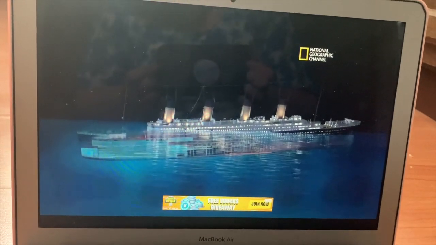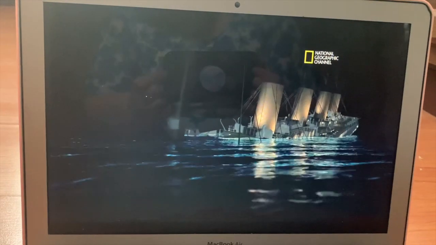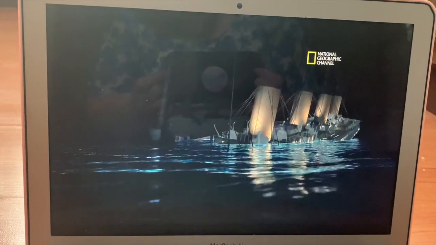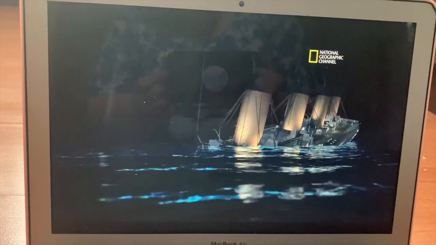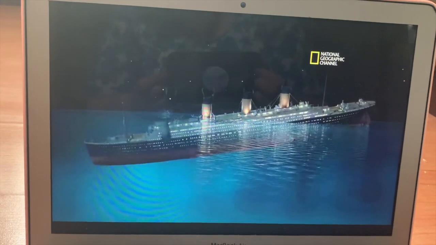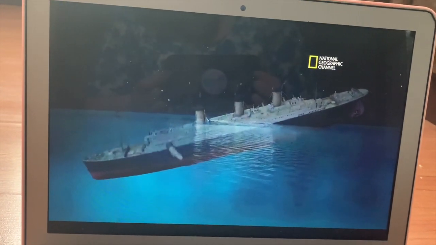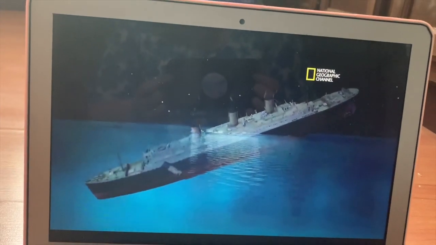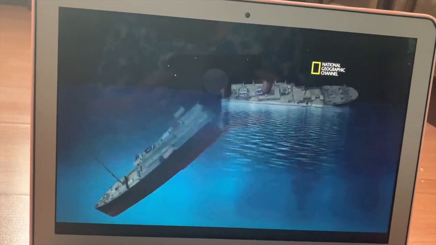So yeah, superstructure starts to get pulled under. Funnels collapse at their base. Now the bow is accelerating downward. That looks good. We're starting to see the stern come up. We got our maximum peak stress, and yeah, boom, brakes. Okay, bow swinging down. That looks good.